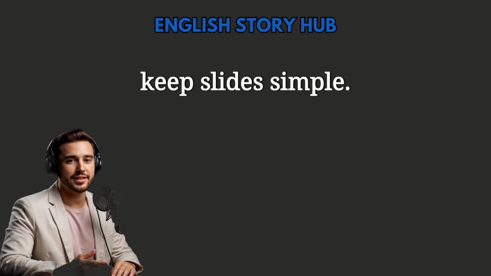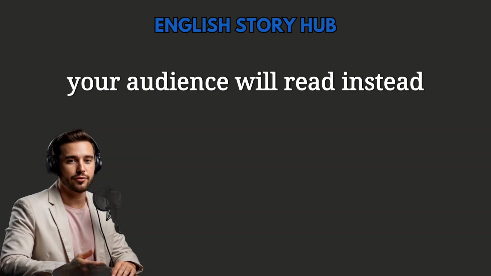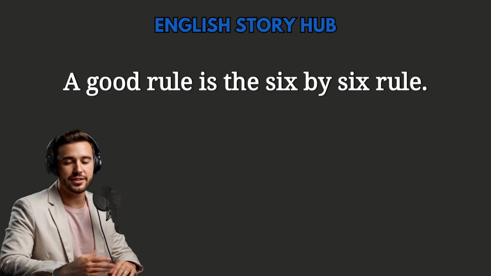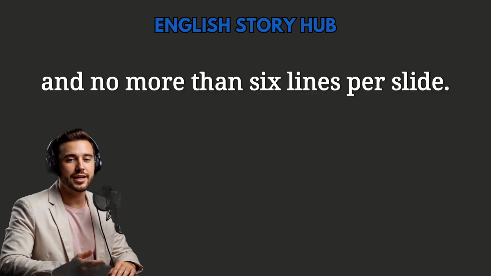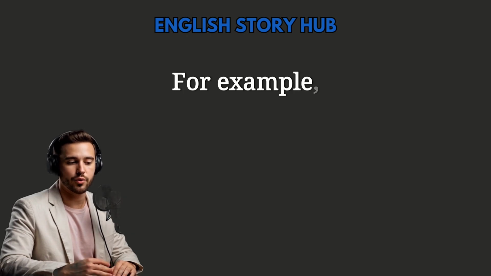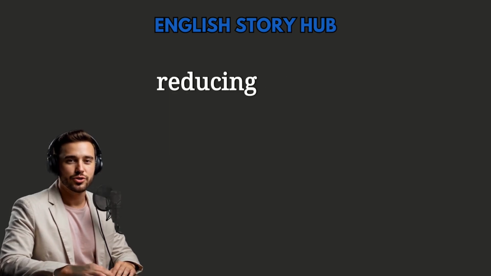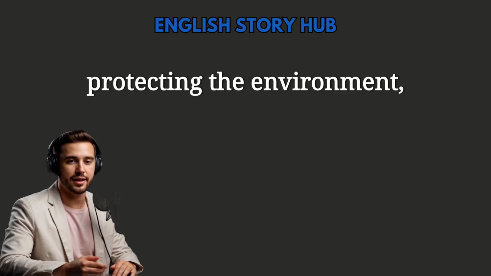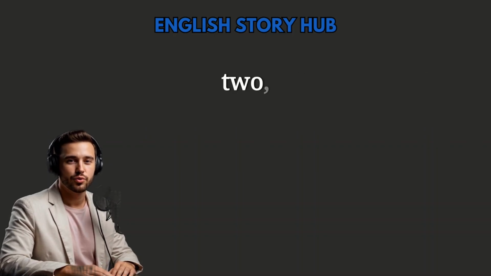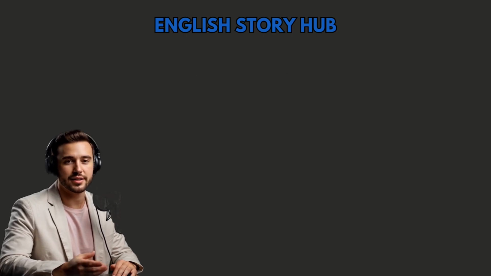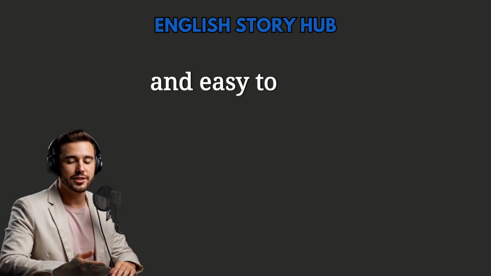1. Keep slides simple. If you write too many words, your audience will read instead of listening to you. A good rule is the 6 by 6 rule. No more than 6 words per line, and no more than 6 lines per slide. For example, instead of writing, "The benefits of recycling include reducing waste, saving energy, protecting the environment, and creating jobs in the community," you can write, "Recycling benefits: less waste, save energy, protect nature, more jobs." Short, clear, and easy to read.